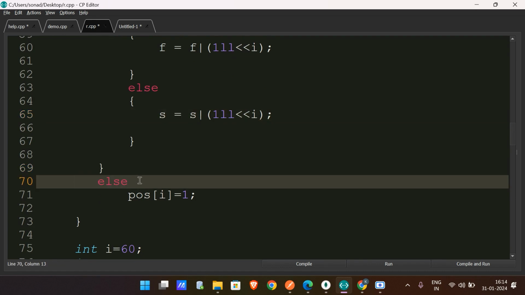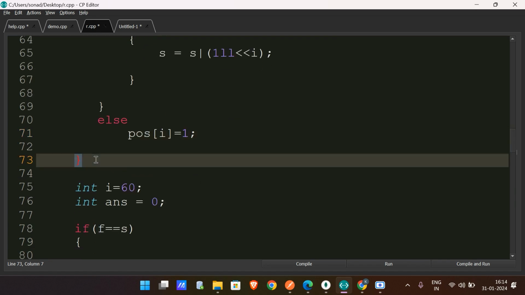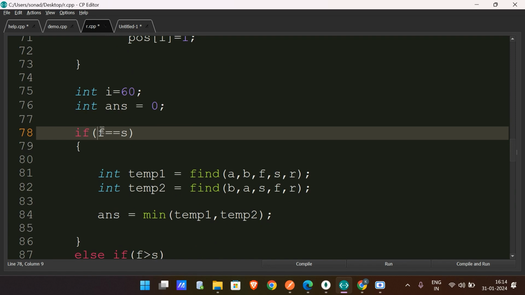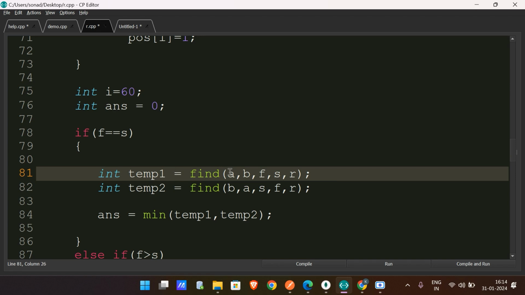Else it means temp is less than or equal to r, so I can have 1 at the ith position. So I'm putting position of i as 1. That I'll check later on. Now I'll be checking the first and second term, if they are same, then I need to assign the first bit, like the first bit from the 60th bit position, the last bit that I could change to 1, I'll assign that to f or s. So I'm taking the minimum of them. Let me show the find function in which I have taken a, b, fs, and r.